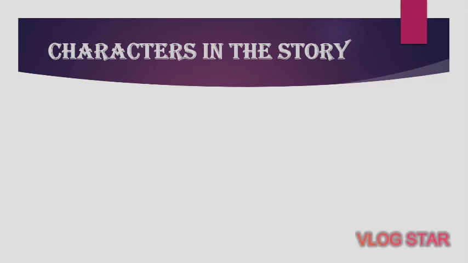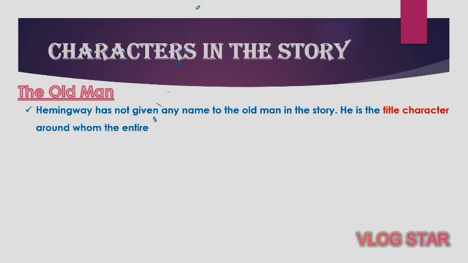Let's learn something about the characters. So we all know there are only two characters in the story, the old man and the narrator. So let's begin with the old man. Now the old man is the central figure in the story, and he is also the title character, the old man at the bridge.